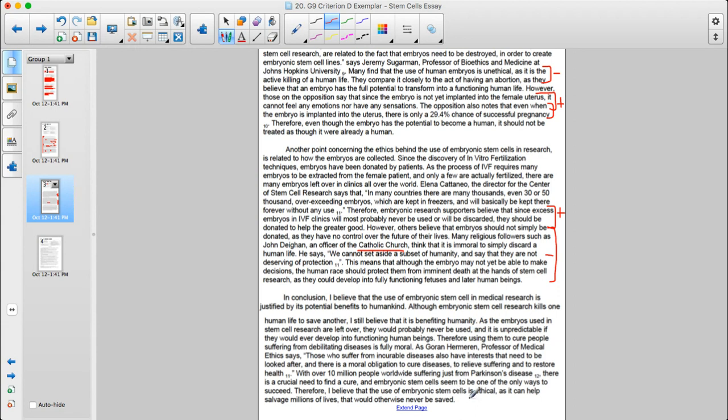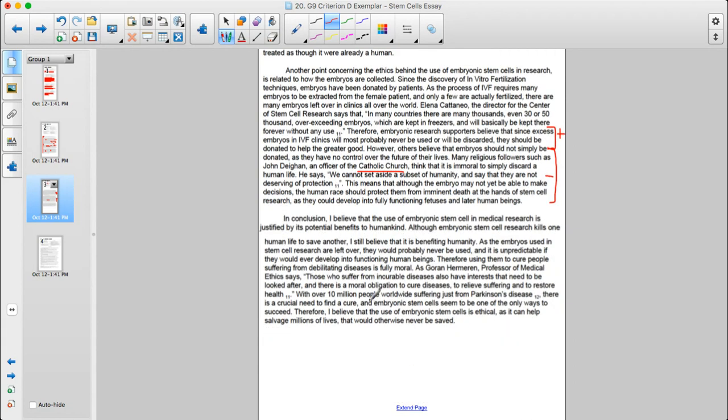Now, in the end, this person goes on to have a conclusion, and they say what they end up believing. So they believe it's justified and that it's ethical to use embryonic stem cells in disease research and in treating diseases. And they kind of balance the points, and they say which points they are basing this on. So it's, since they would probably never be used, and it's unpredictable that they would ever develop into humans. Therefore, using it to cure people suffering from debilitating diseases is fully moral or ethical. So they've kind of balanced it.